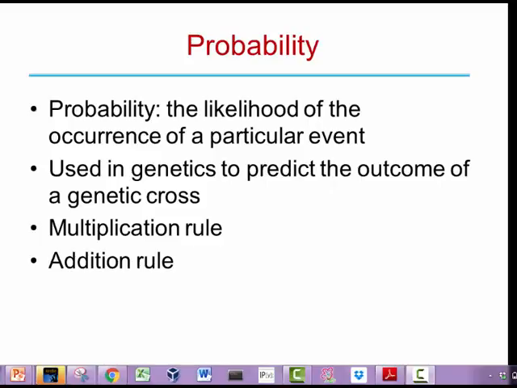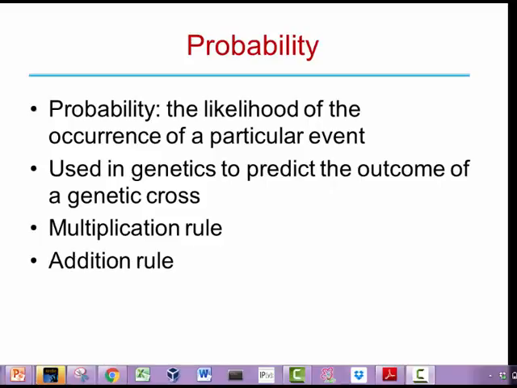The addition rule is if you have a situation where you say, what's the probability of getting this thing or that thing? If it's an or question, then you can simply add the two probabilities together. We'll look at some examples of that down the road, but just remember that rule.